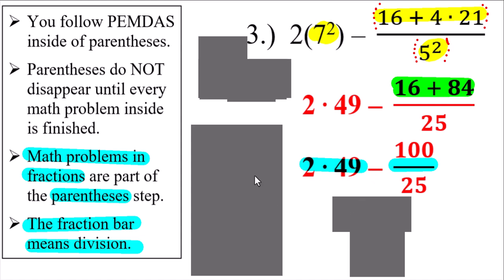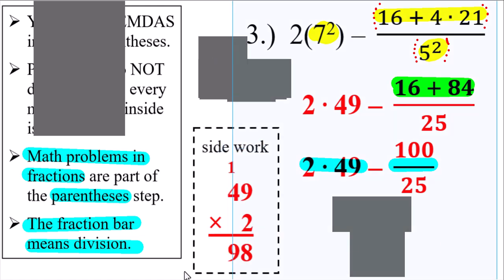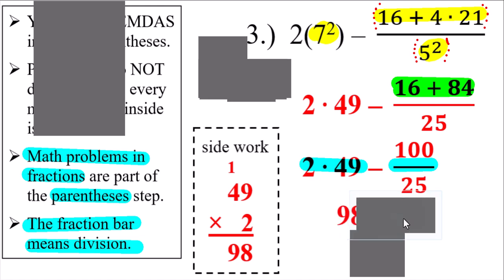2 times 49. If you don't know what that is, you can go off to the side. 9 times 2 is 18. Carry the 1. 2 times 4 is 8. Plus 1 is 9. And boom, we get 98. All right, let's go ahead and write that down.